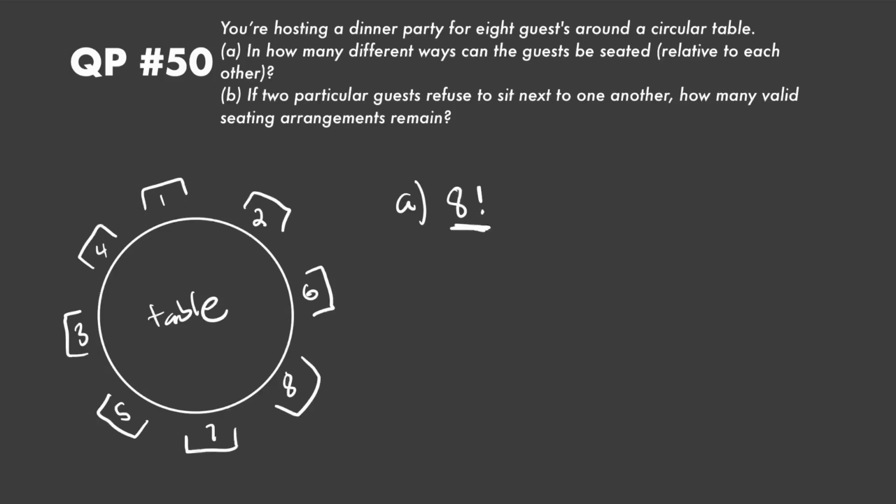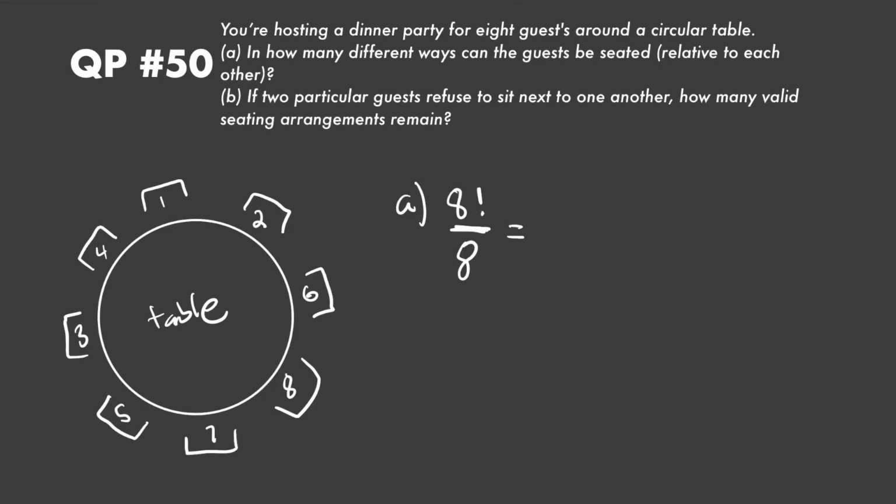So essentially for every single one of these 8 factorial permutations, we could just rotate everyone over this way. How many times can we do that? Well, we could do that 8 different ways because there's 8 seats, so we have to divide by 8. Obviously 8 factorial over 8 is just going to be equal to 7 factorial, so that's one way to think about it. Another way to think about it is just imagining if I just fixed one guest to their chair, well, then there would be 7 factorial ways to permute the 7 remaining guests.